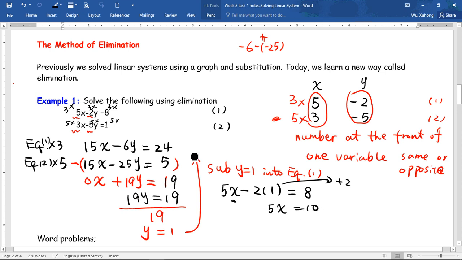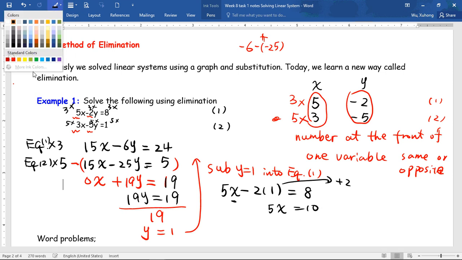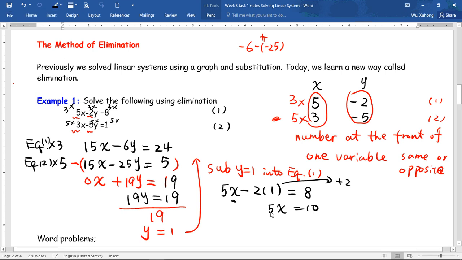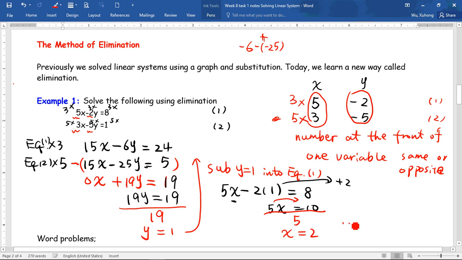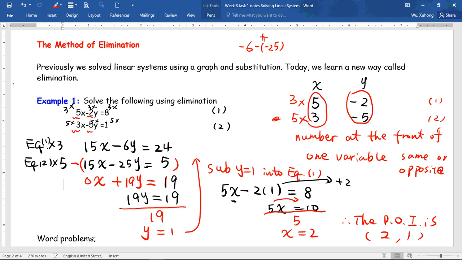We don't want to see the 5. We divide 5 to both sides. Move the 5 to other side is multiplication. Opposite operation is division. So you move something to other side, do the opposite operation. x equals 2. Then the final answer is therefore the point of intersection is, remember, x first, y second, (2, 1). That is that. So this is called elimination method.